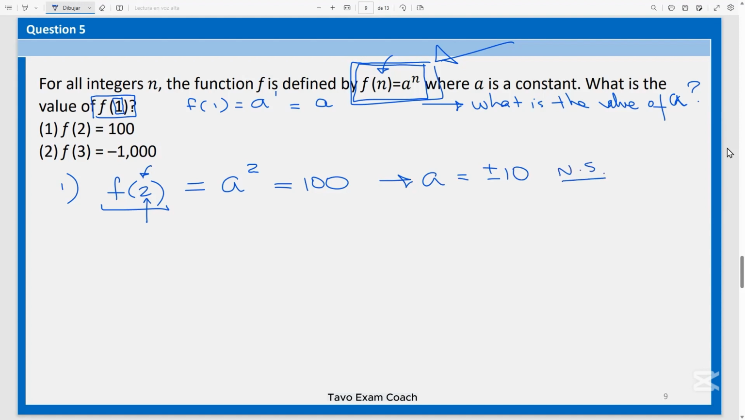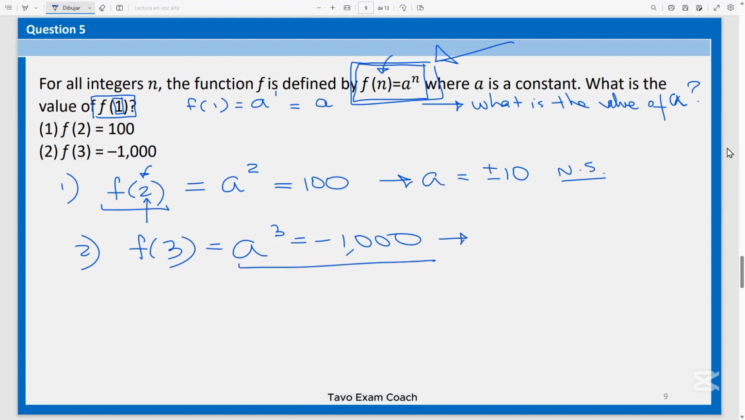Statement 1, not sufficient. What about statement 2? Well, as per the definition of function f, f of 3 would mean a up to 3. And if this equals -1000, then there is only one possible value for a that would make this equality true, and that is -10. Only -10 up to 3 gives us -1000. So we found a unique value for a, so the statement is sufficient. The correct answer choice is B.